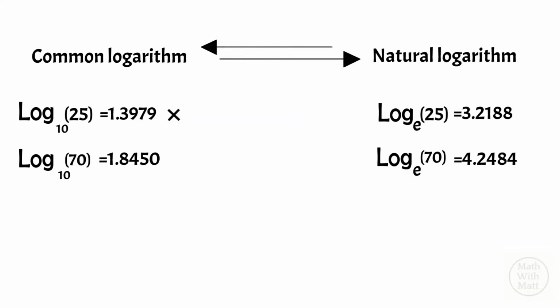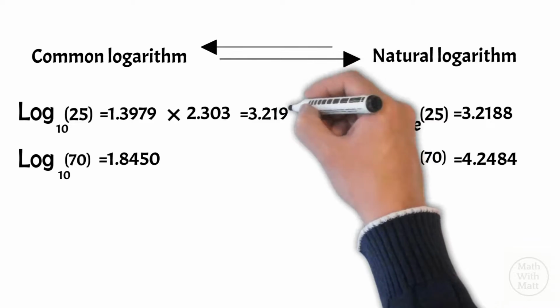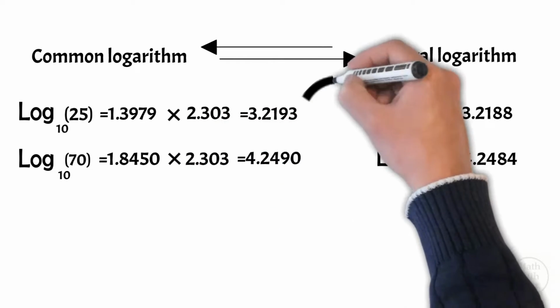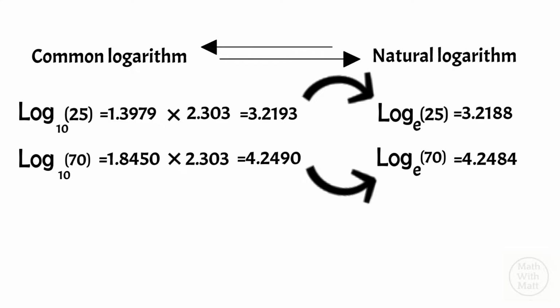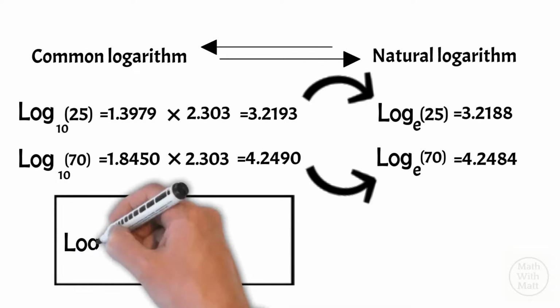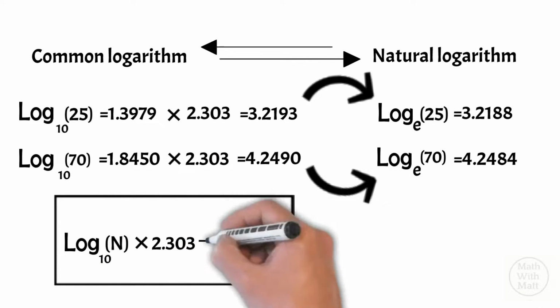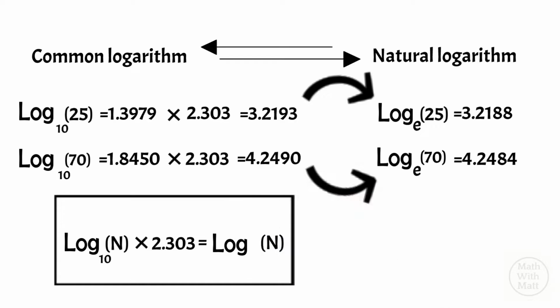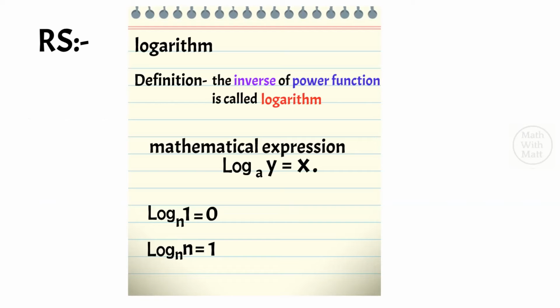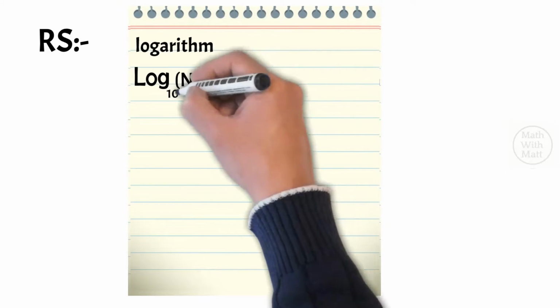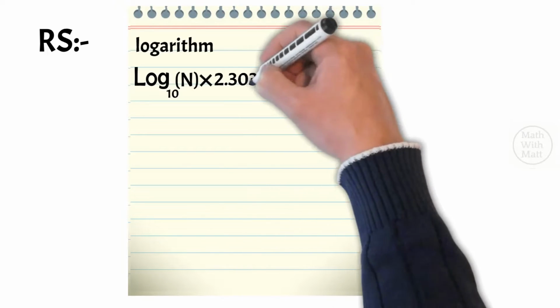Now, if we multiply 2.303 to both of the common log results, we get a near approximation of the natural log results, which is safe enough for us to state that, if we multiply 2.303 to the common log of a number, we get the result same as taking the natural log of that same number. Let's grab a fresh new paper for our revision sheet. This one seems to have very little space, and mention the relation between common and natural log.